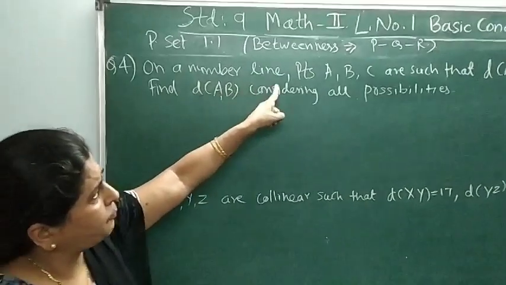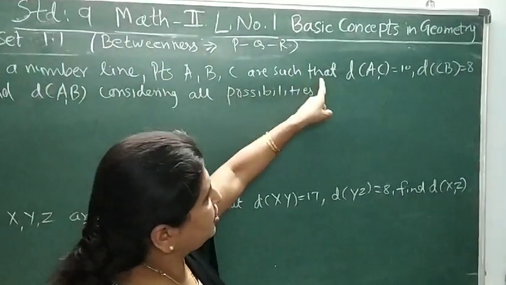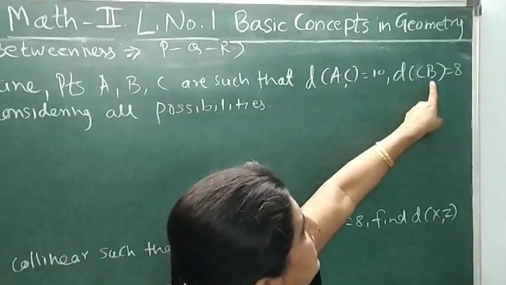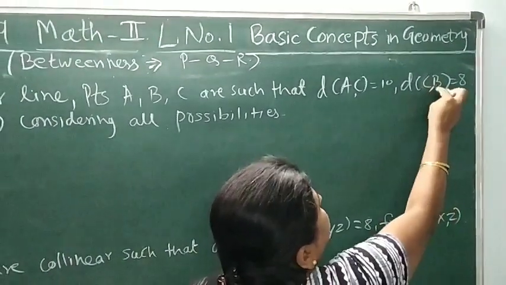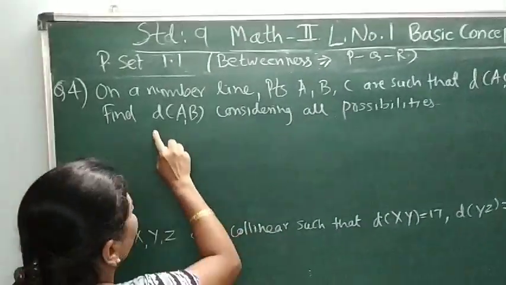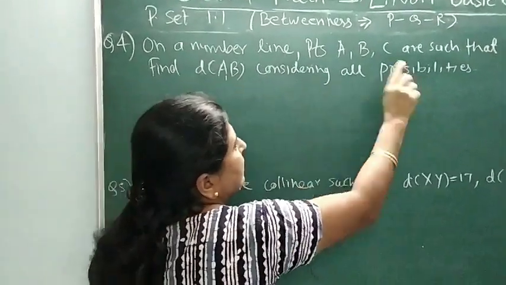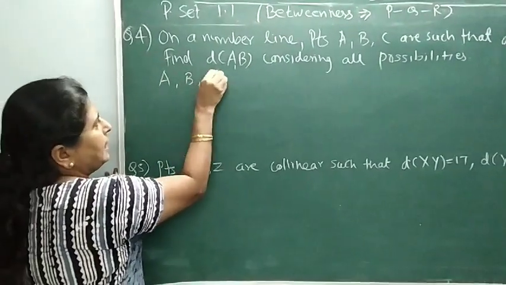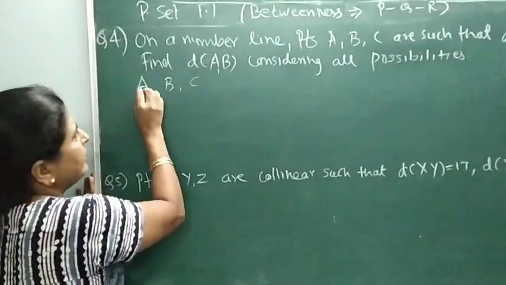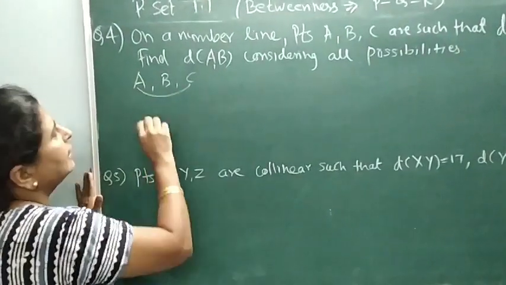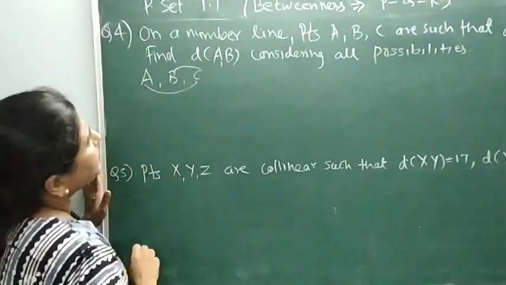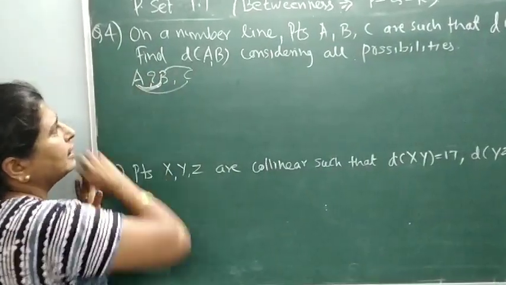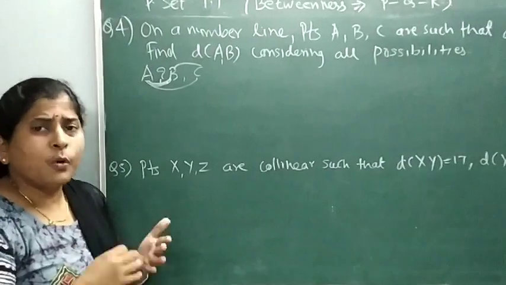On a number line, points A, B, C are such that distance between A and C is 10 and distance between C and B is 8. Find distance between A and B considering all possibilities. So how many points are there? There are 3 points A, B and C. What we have given? We have given distance between A and C, distance between C and B. Okay. And we have to find distance between A and B. This distance we have to find considering all possibilities. So what are the possibilities?